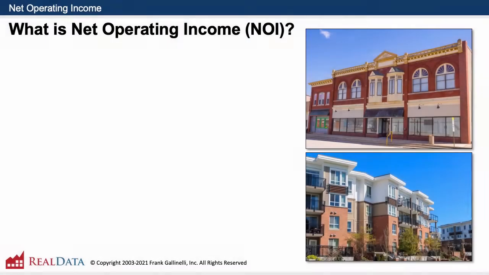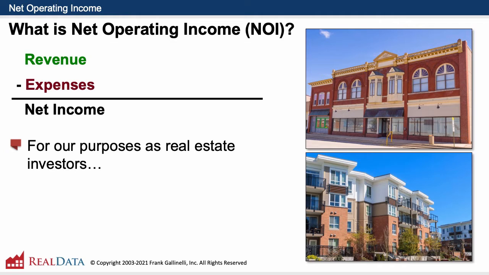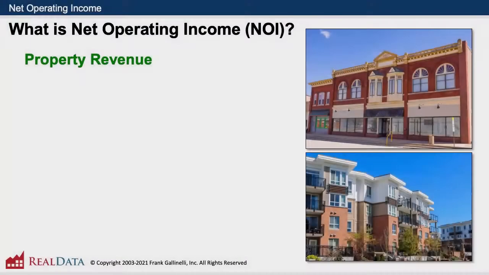Let's start off with what is net operating income, or NOI as it's usually called. Everyone in business or finance has probably encountered the term net income, and I'm sure you recognize its general meaning. What's left over after expenses are deducted from revenue. Hence, net income. That's pretty close to what we want here, but for our purposes as real estate investors, we do need to modify that definition just slightly. We're going to say instead that it's the difference between a property's revenue and its operating expenses.